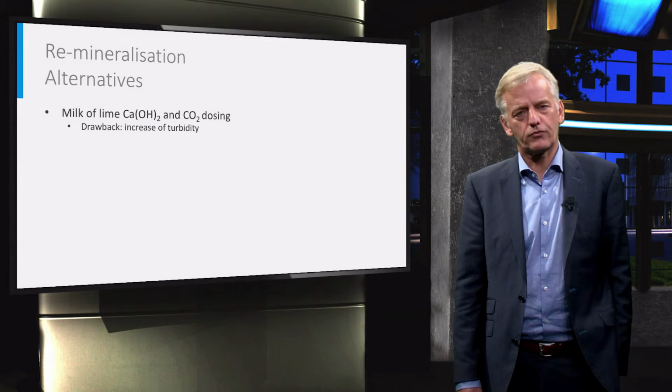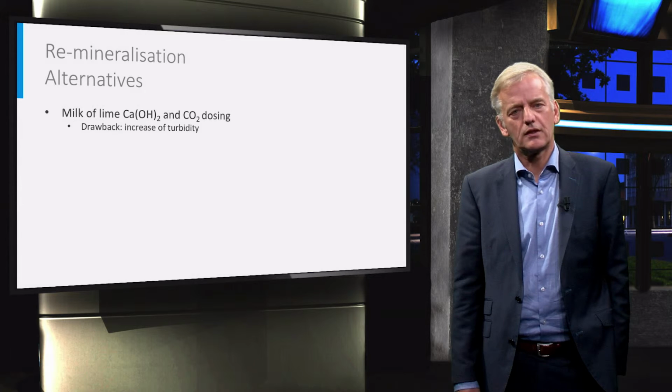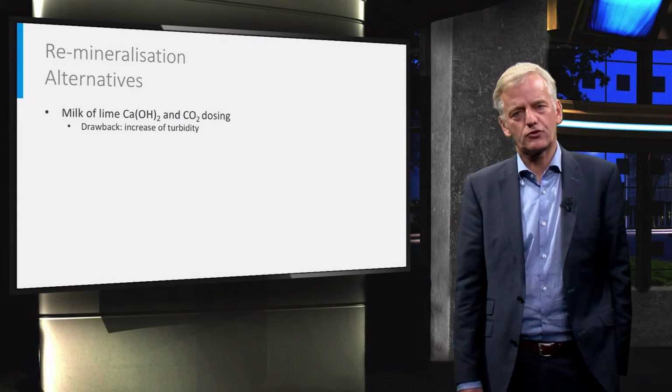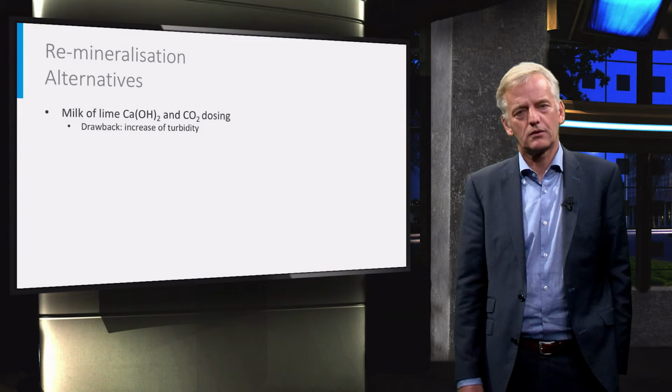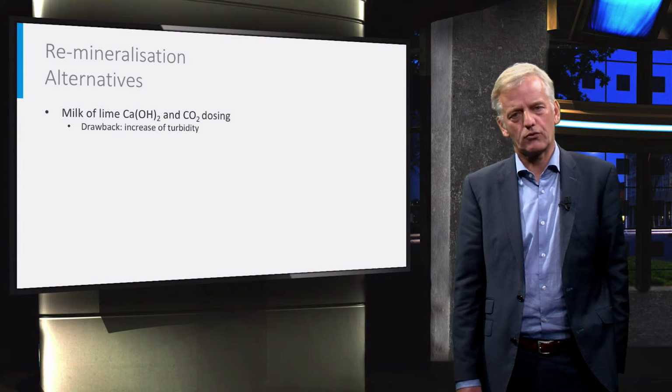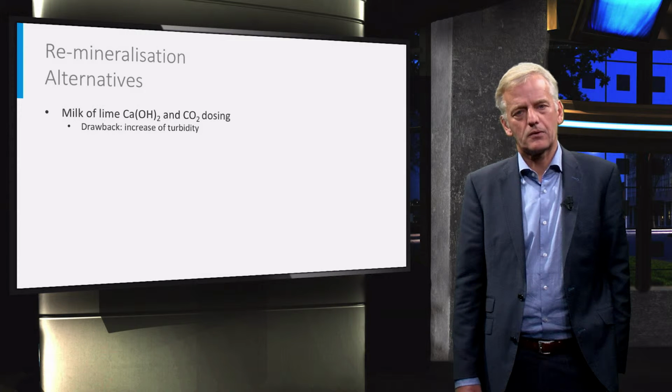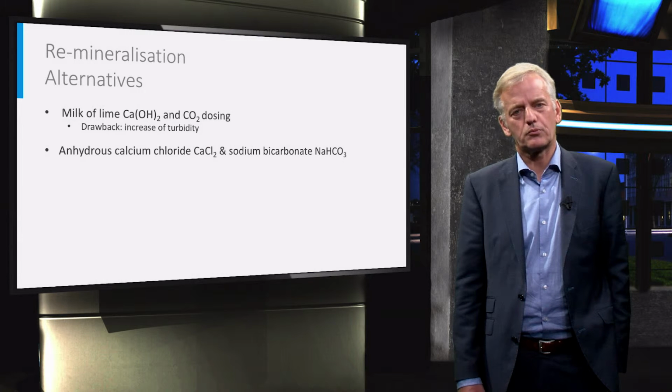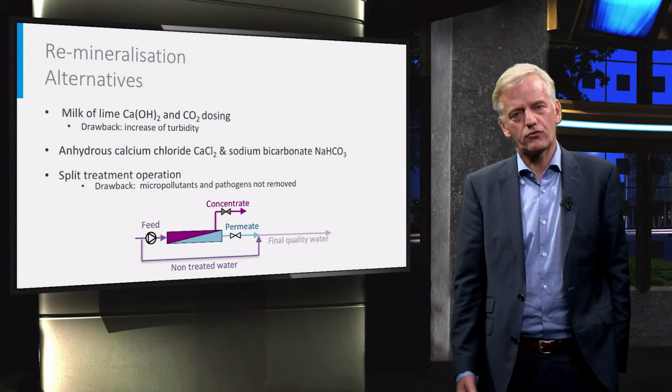An alternative remineralization method is milk of lime, calcium hydroxide, and CO2 dosing. The drawback of this method is an increased turbidity caused by the local supersaturation of the calcium carbonate. Other remineralization techniques are the dosing of calcium chloride and sodium bicarbonate and a split treatment operation.